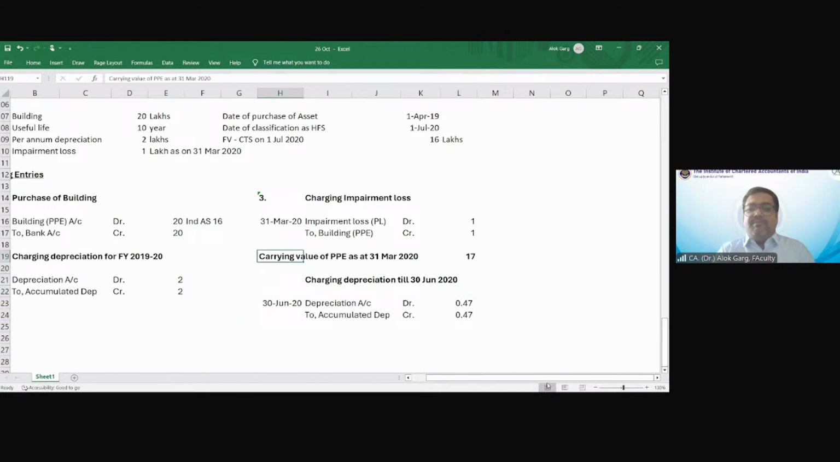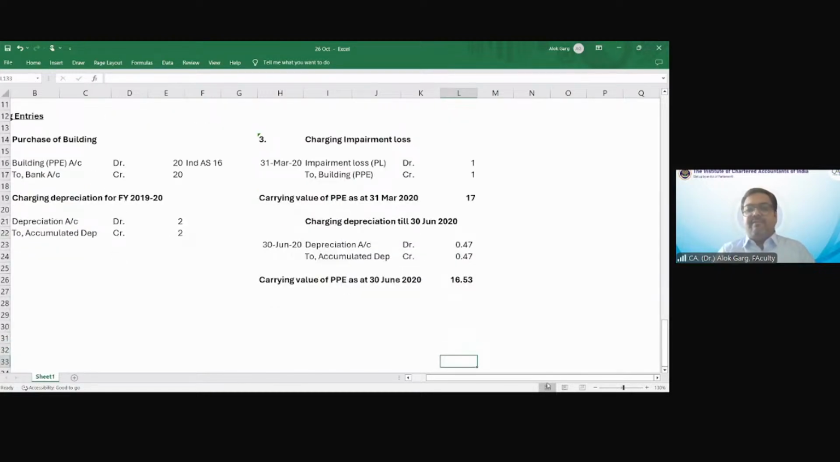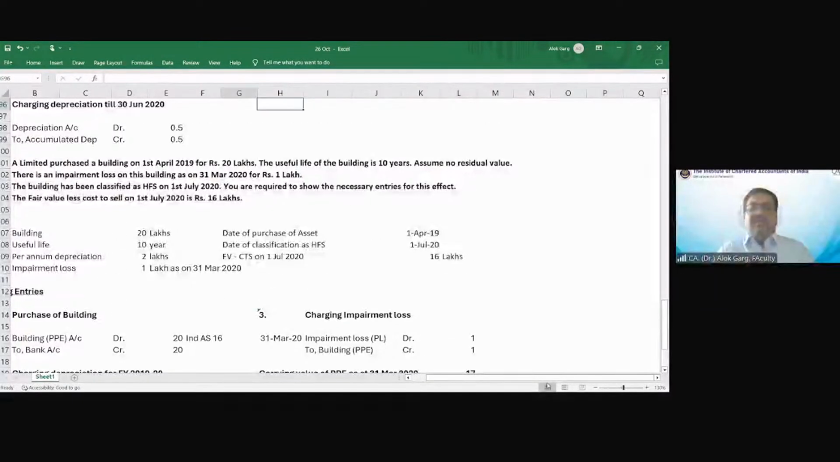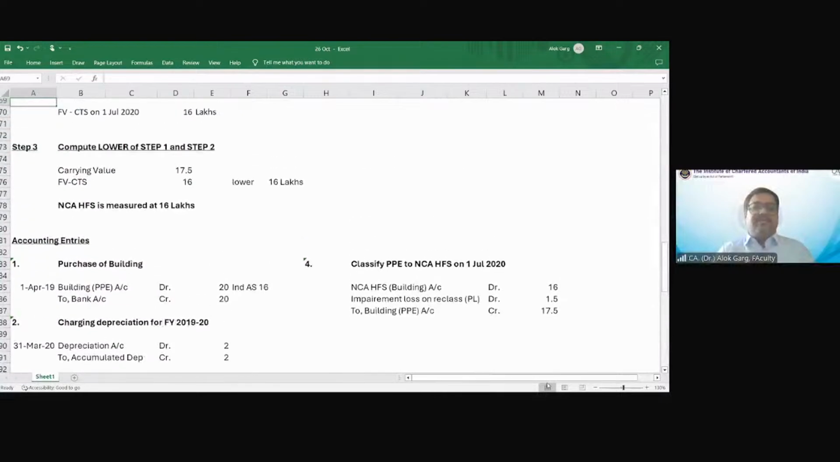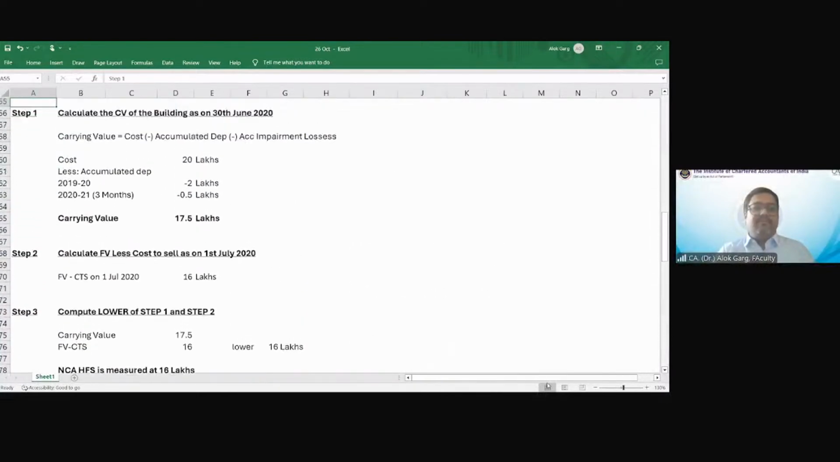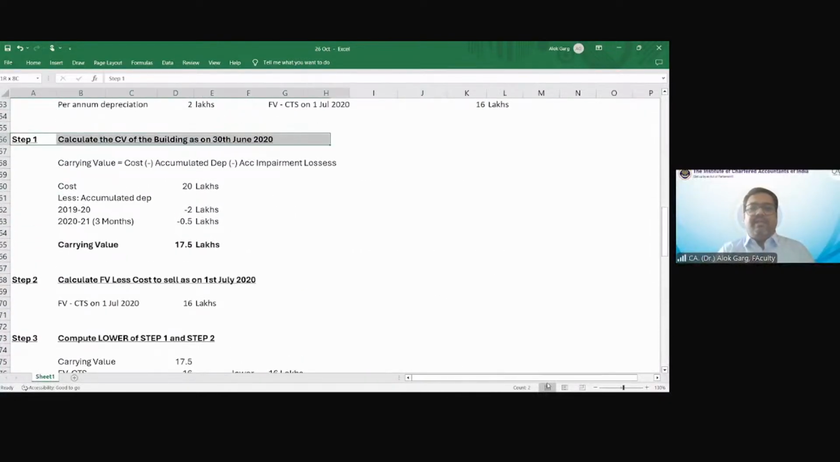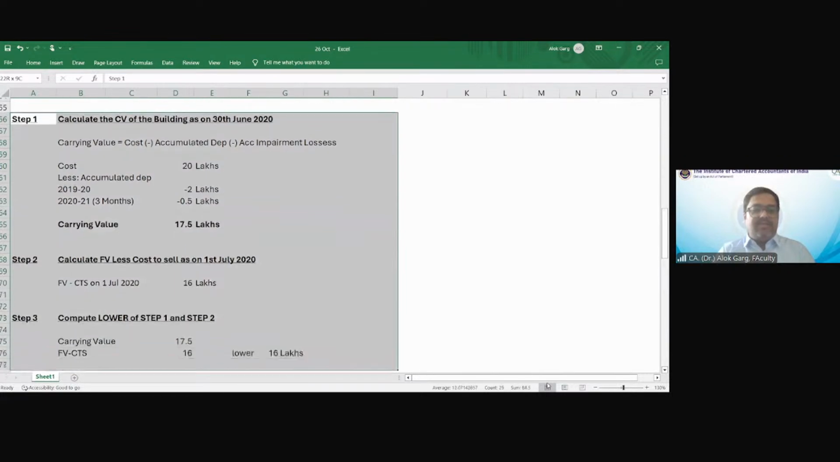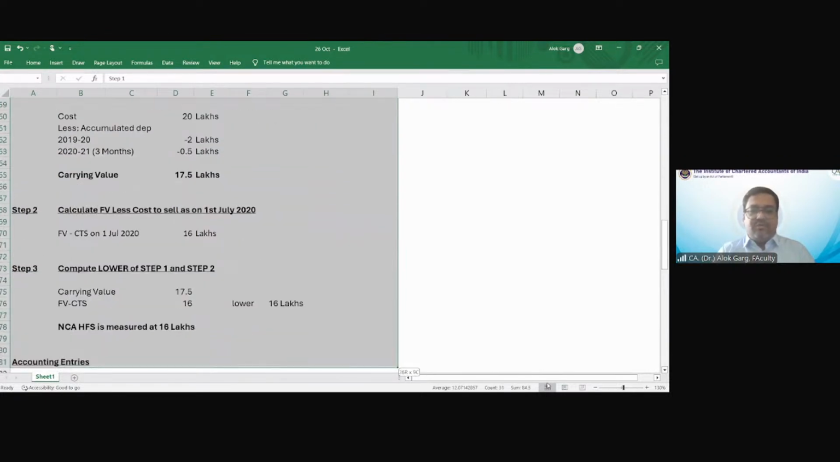What is the carrying value of PP as on 30th June 2020? 17 minus 0.47, so 16.53. Okay. So let's go to the steps. What were the steps? I have removed it from the accounting entry, so shall I copy it again?